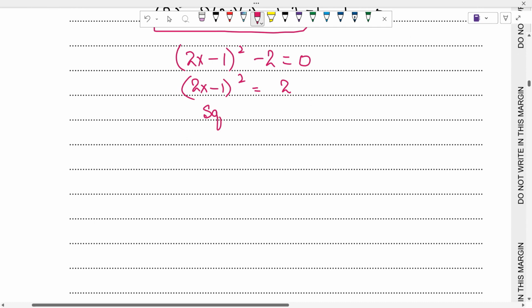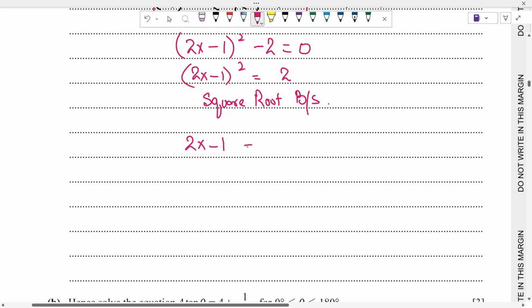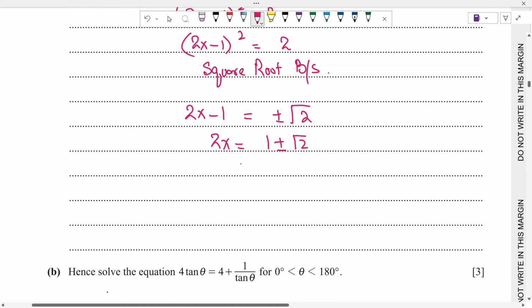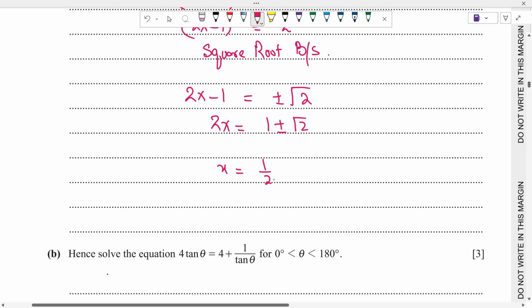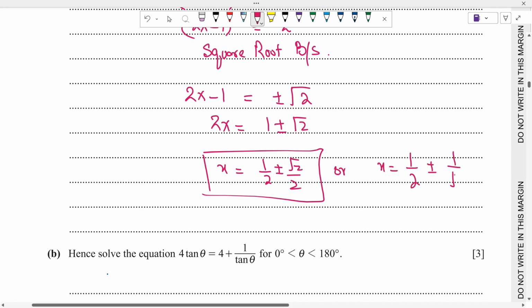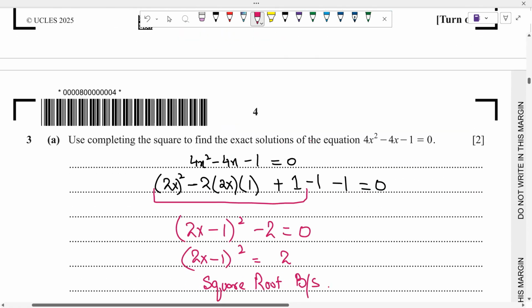Square root both sides. So we will have 2x - 1 = ±√2, and switching negative 1 to the right side, we will have 2x = 1 ± √2, and x = 1/2 ± √2/2. This is the required value, or x = 1/2 ± 1/√2. You can write it this way. So we have calculated the required value of x.